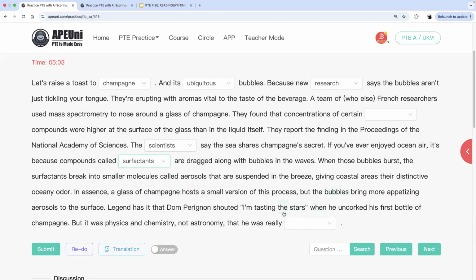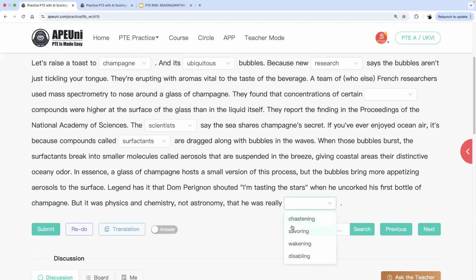And we did. He was really dash. He uncorked his first bottle of champagne, but it was physics and chemistry, not astronomy, that he was really dash. Should it be a negative word? Is the paragraph talking about anything in the bad sense? No, right? The passage is neutral. So it cannot be disabling.